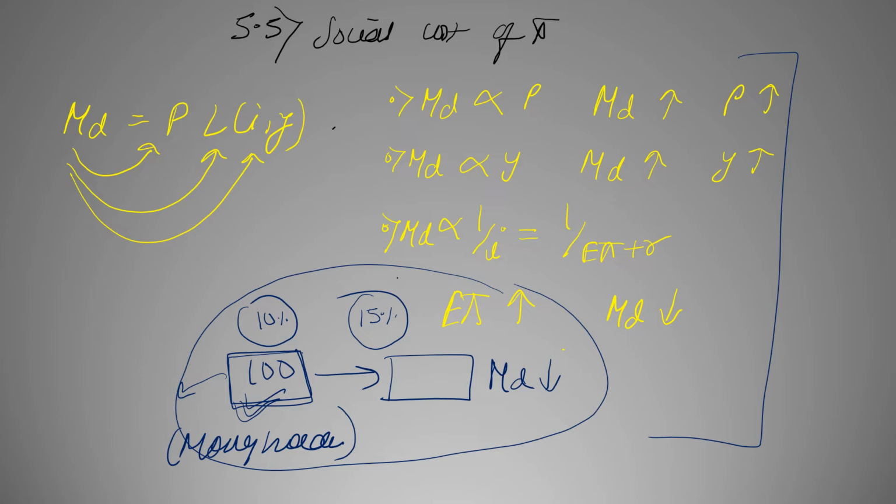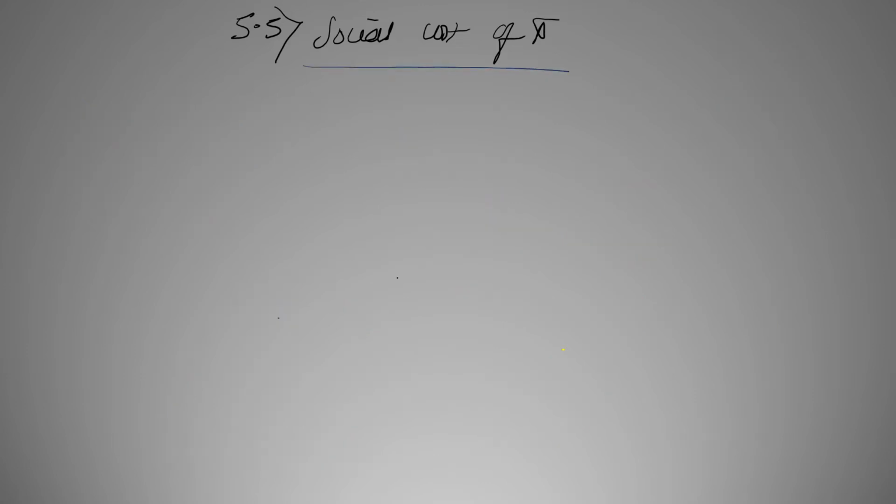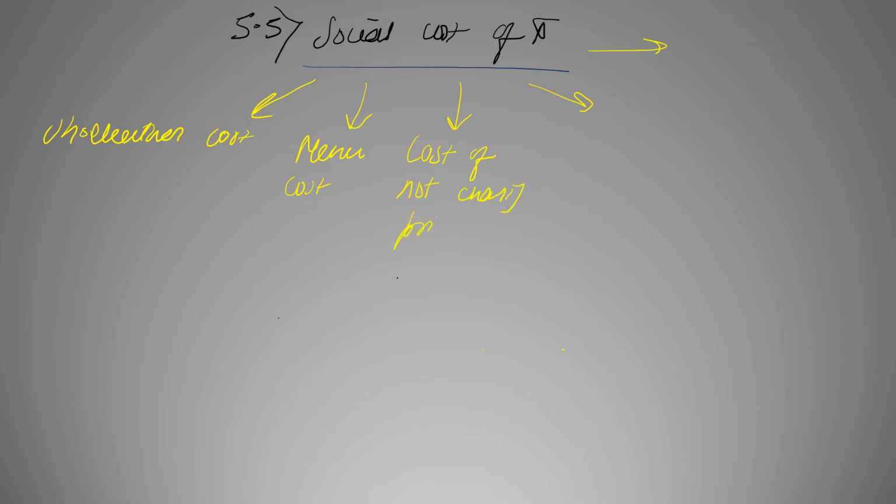So now we can proceed to our social costs of inflation. There are basically 5 types of social costs that we have to bear in case of inflation. Number 1 is shoe leather cost. Second is menu cost. Third is cost of not charging price. Fourth is tax distortion, and fifth is inconvenience.